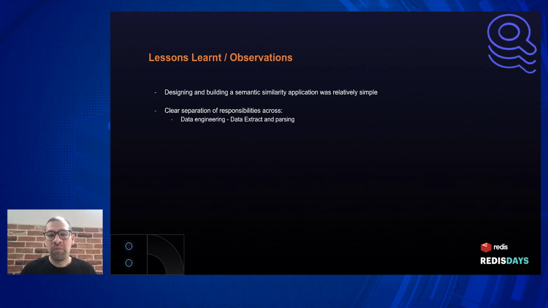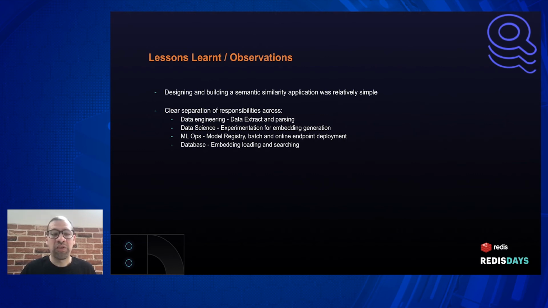The data engineering team focused on extracting and parsing the filings. The data science team focused on experimentation, embedding generation, and ensuring the quality of the embeddings was good. From an MLOps perspective, it's all about deploying the model in a way that makes it simple for the app to send queries and for the data engineers to generate embeddings in batch. From a database perspective, the generation, the loading, and the searching of embeddings was made simple with Redis Search. And finally, the backend and front-end development was no different than any other application that requires database access.